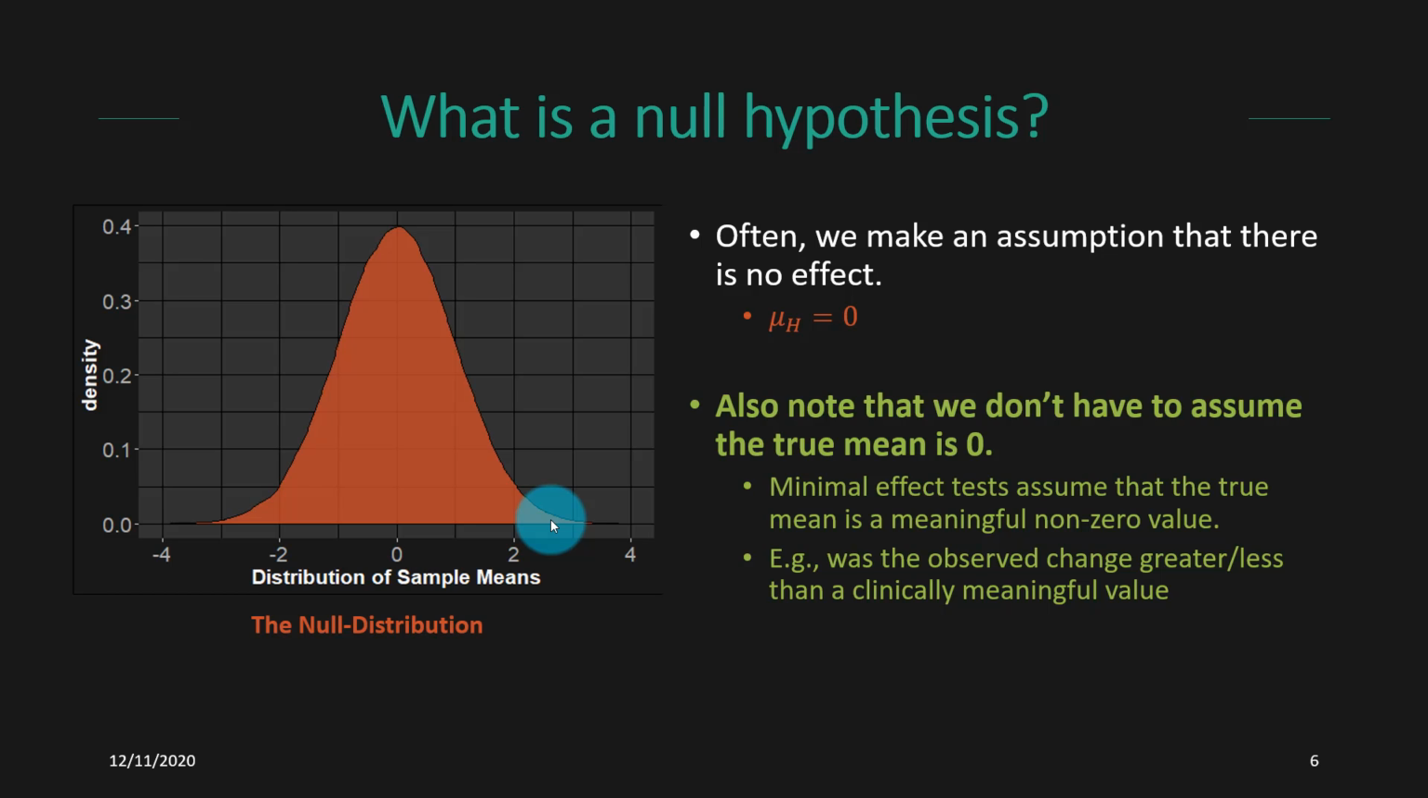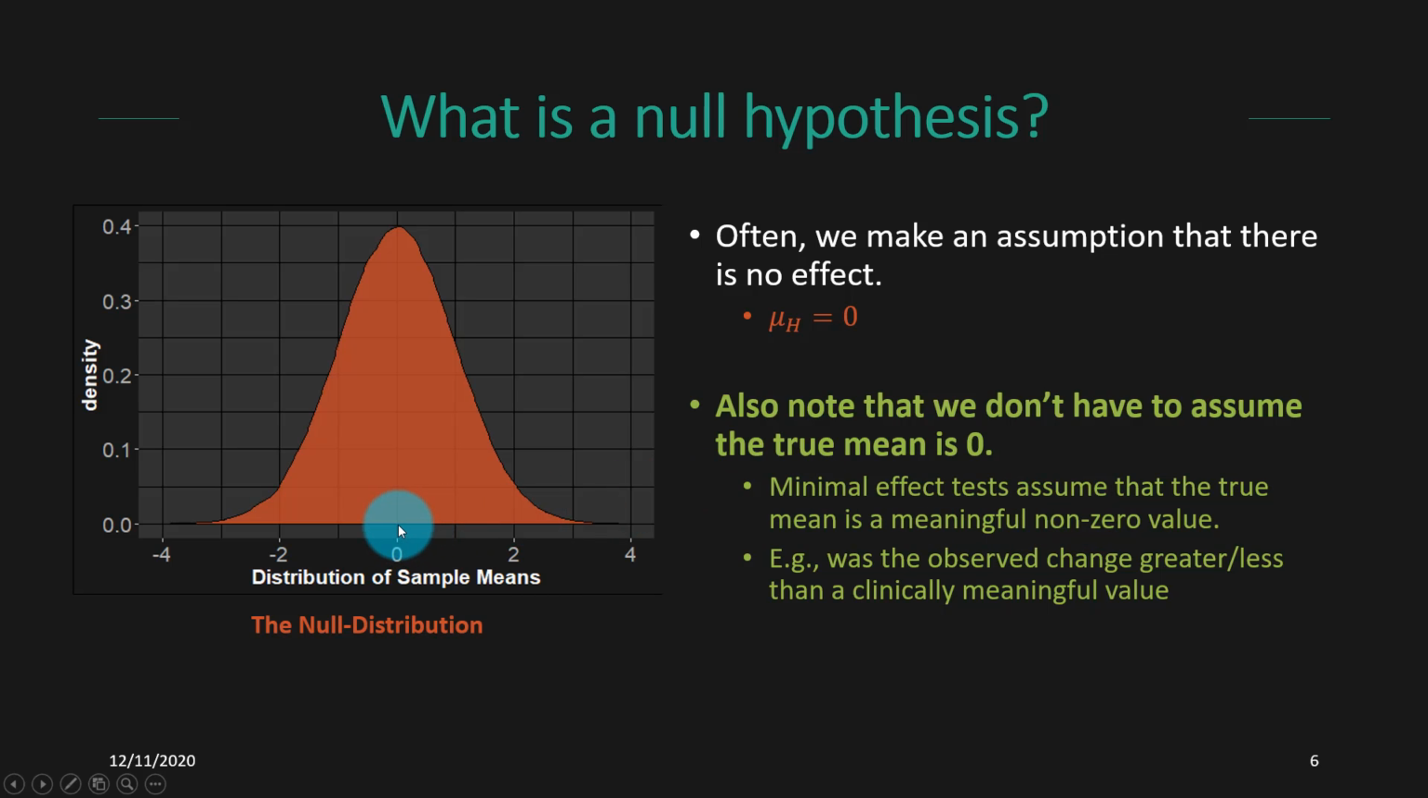So again, I do want to point out that we don't have to assume the true mean is 0. We've often used IQ as an example, where we talk about the population mean being 100. But often we're doing a null hypothesis test against a value of 0. There's another branch of hypothesis tests that are referred to as minimal effects tests that assume that the true mean is a meaningful non-zero value.